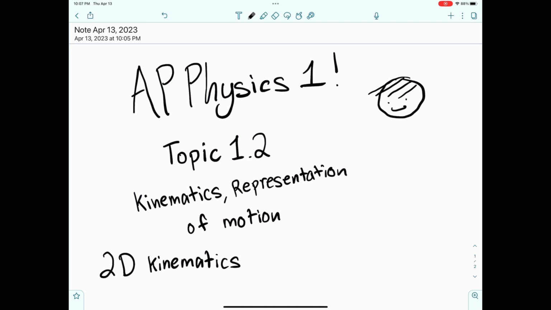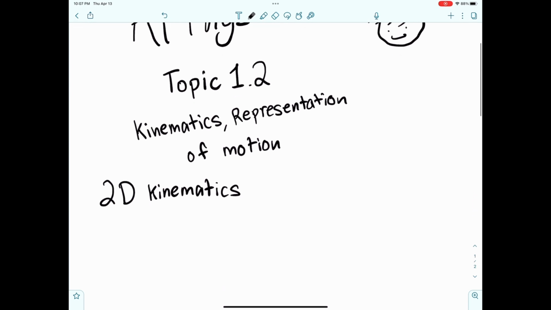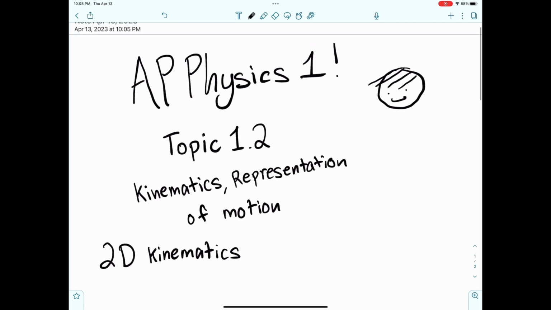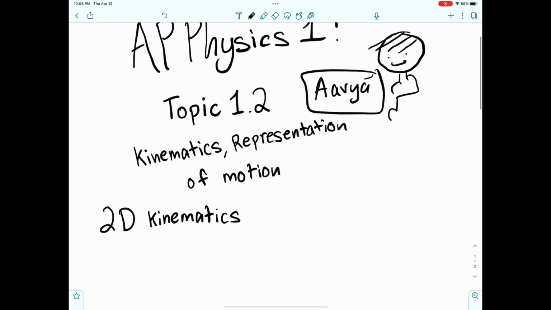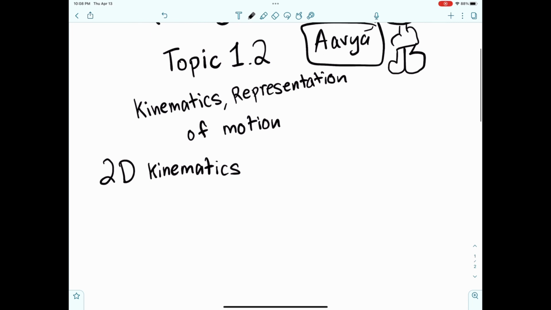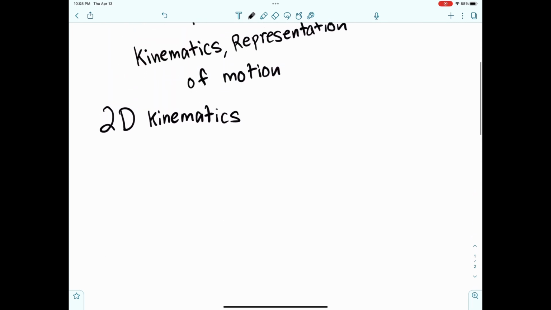Hey guys, today we're going to be going over Kinematics topic 1.2, representations of motion in 2D kinematics with Arya and Jamal, who's going to be our person we're going to use to demonstrate different problems.